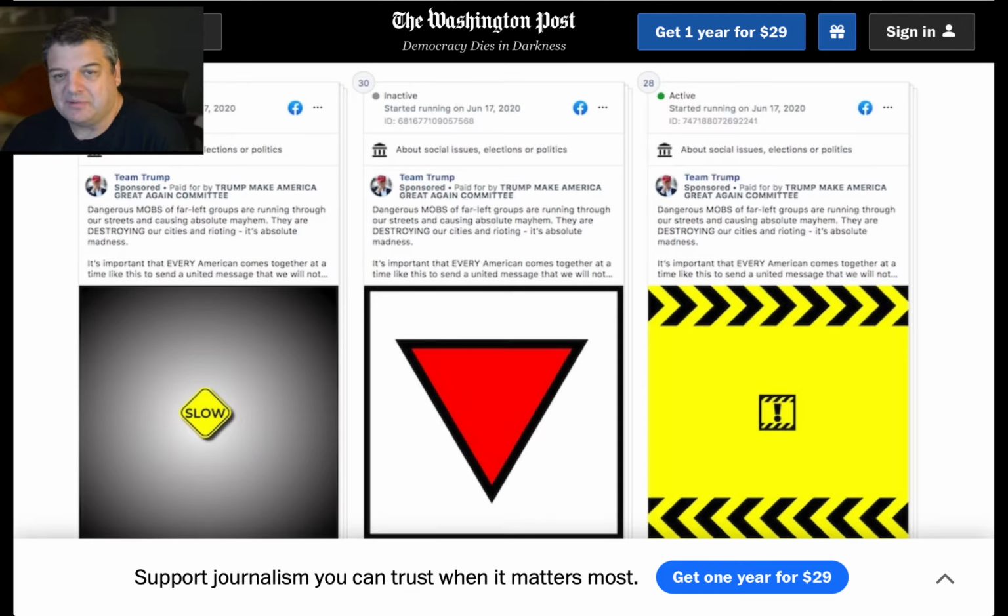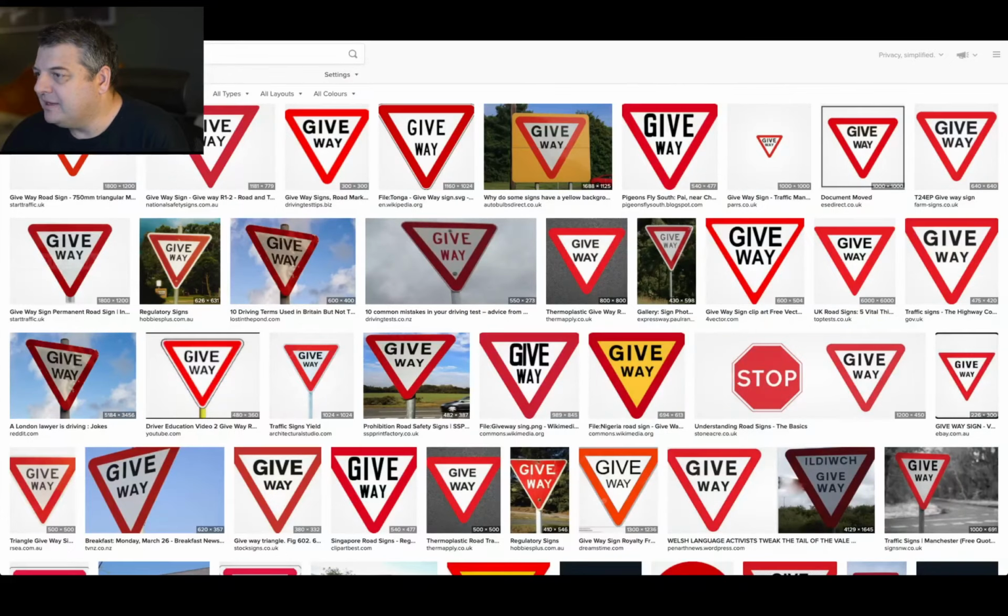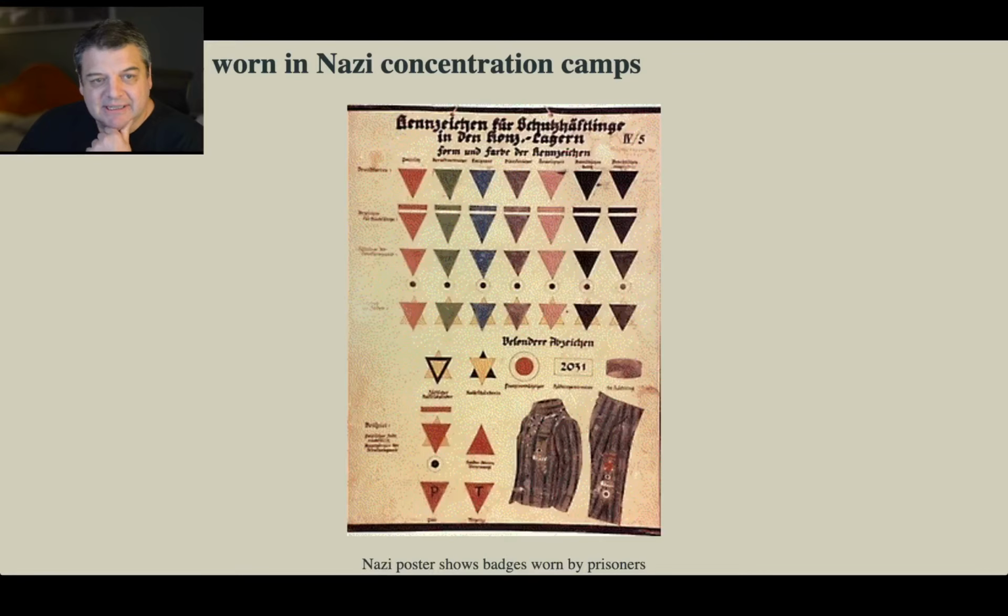When I saw that symbol, I thought of the ejection seat. So let's have a look at some of the symbols that the inverted red triangle represents. So I'll get into my browser here, and we'll have a look. As I said, it usually represents a give way sign or a yield sign. That's the most common one. Now, this is where they got it from. It says badges worn in Nazi concentration camps. So it's this one on the far left.